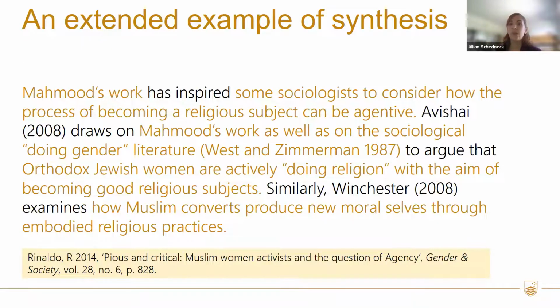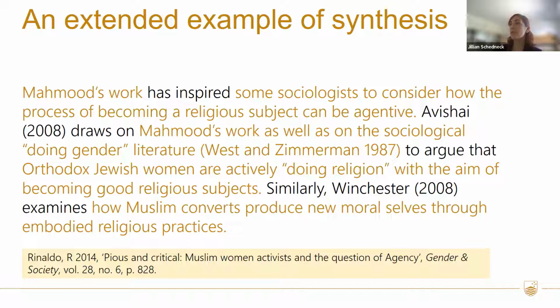Okay, and now here's something a little more extended that you might want to try as a way of showing the way that a particular work has affected other works, and then that would show how your work builds on the work of these other scholars. But this one kicks off with "Mahmoud's work has inspired some sociologists to consider how the process of becoming a religious subject can be agentive." So it sounds like Mahmoud is the star of the show here. She's done some important seminal work, and now we're going to learn how others have drawn on that work and built upon it.